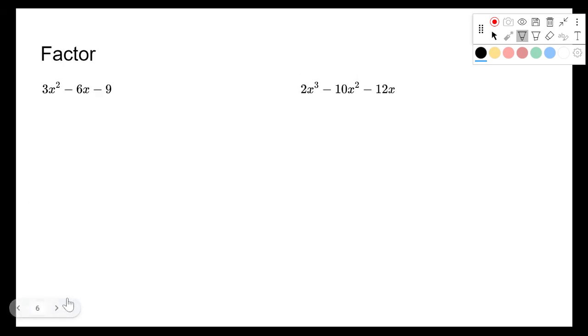All right, let's try a couple that actually have a GCF. So let's try 3x squared minus 6x minus 9. All right, so I want you to factor this. Okay, well, let's look for a GCF. Oh, 3, 6, and 9. Yeah, 3 goes into all of them. I can take 3 out. All right, so let's take 3 out.